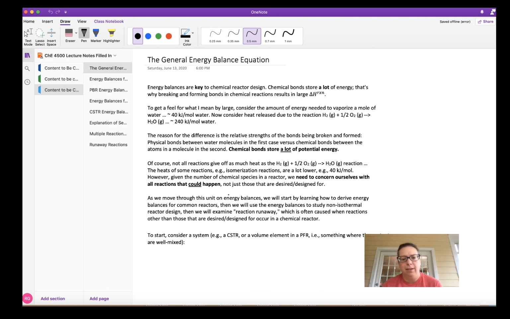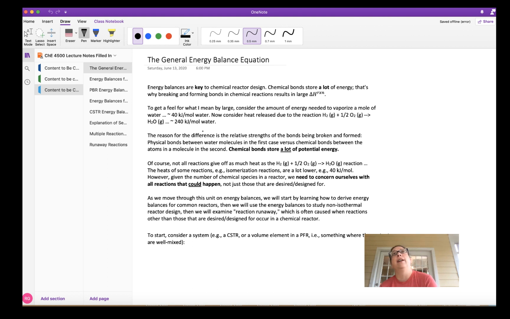However, it's still important to consider energy balances. This is true even if the desired reaction is an endothermic reaction. We still need to understand energy balances, because we need to concern ourselves not only with the reactions that the reactor process is designed for, but also all of the reactions that could happen. We will get to a unit later where we look at reaction runaway. Reaction runaway happens when the energy that's being released cannot be controlled. Many times that energy comes from a side process that wasn't part of the initial design.